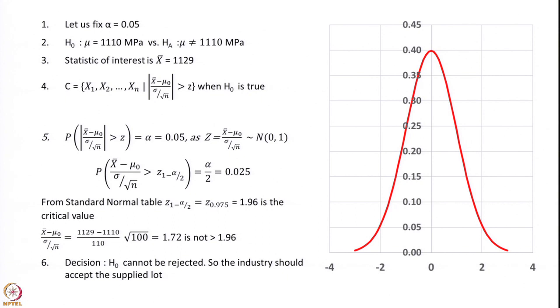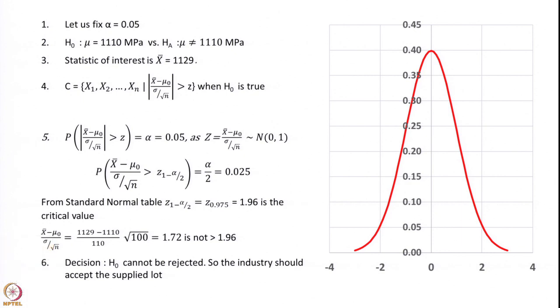Let us fix alpha at 5%, so alpha is 0.05. The null hypothesis is that the mean value should be 1110 MPa, and the alternate hypothesis is that it is not equal to 1110 MPa, because it is 1129 MPa. Well, 1110 and 1129, how much difference does it make? We do not know. The statistic of interest is x bar, which takes a value of 1129 MPa. I am sorry, I forgot to write the unit.